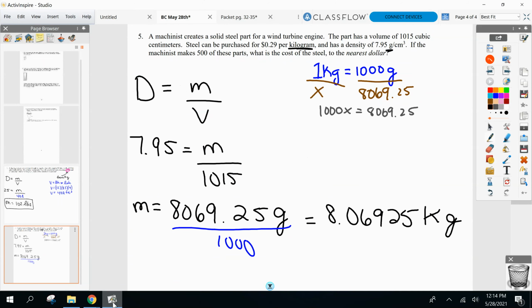Multiply by 1,000. Why 1,000? Because it's kilograms. Yeah, I know, but we already converted it, though. If I multiply by 1,000, I'm going to be back to grams. Then multiply by 500. Okay, I can multiply by 500.